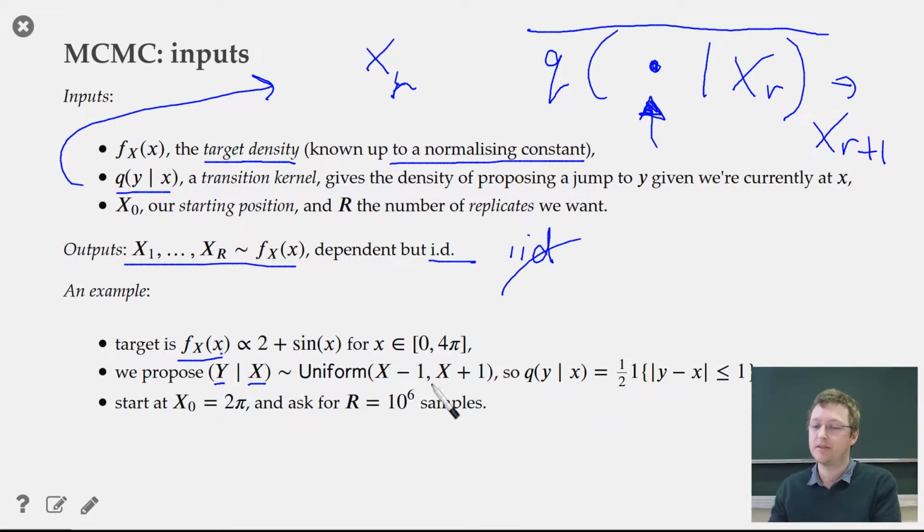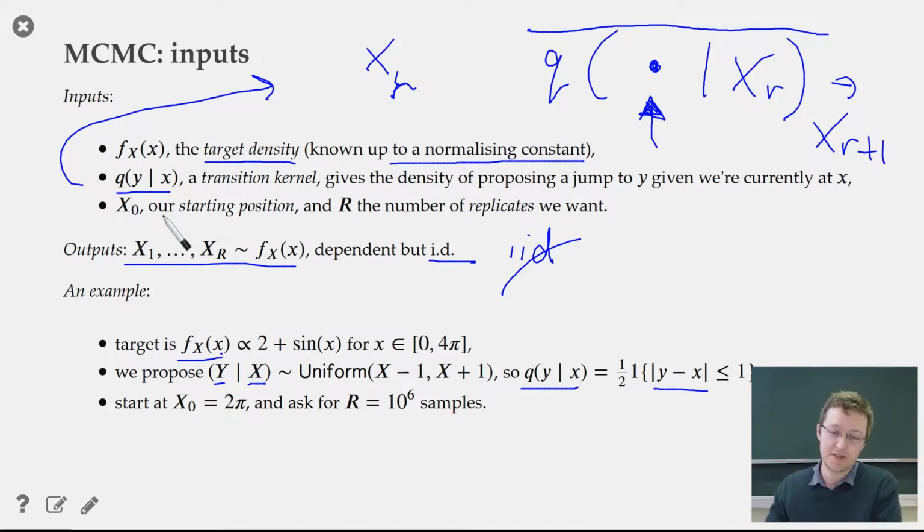So that's what it looks like if you were to sample this thing, but with the transition kernel, you also need to be able to write down this density. So this particular distribution, y given x, this is what it looks like. The indicator that your y is within a distance of 1 from x, and then divided through by the normalizing constant.